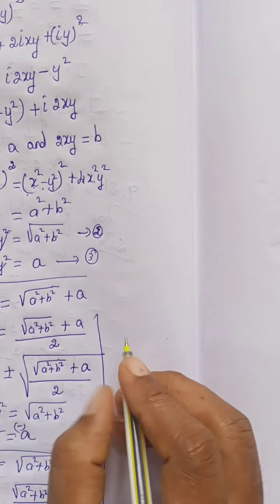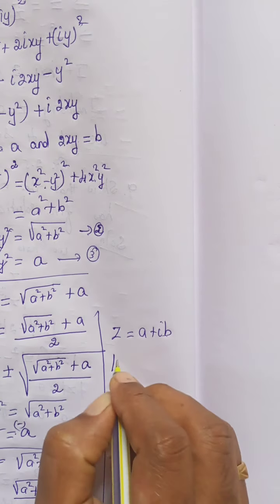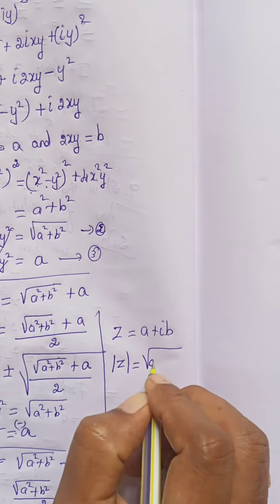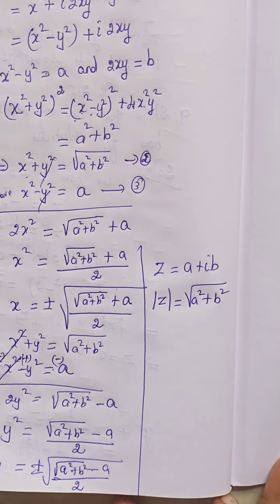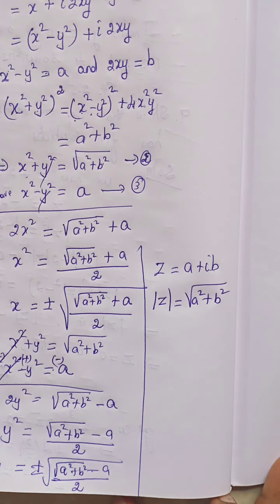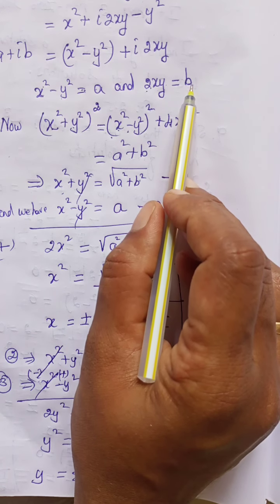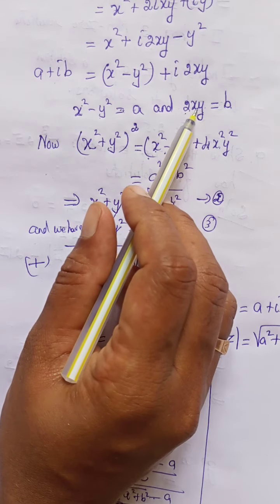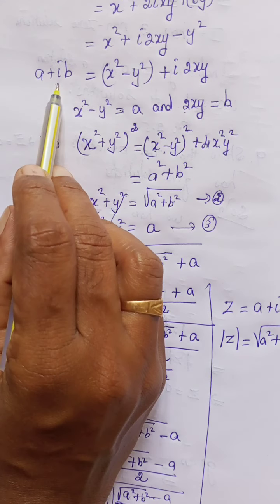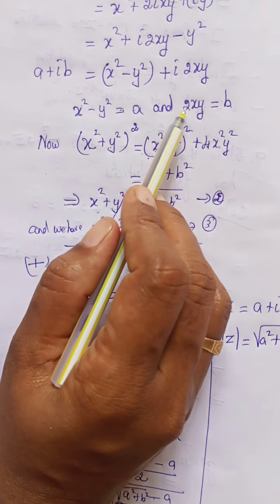So a plus ib we took, isn't it? Suppose z is equal to a plus ib, what is modulus z? We get root of a square plus b square, that is, a square plus b square, which I can write as modulus z. Now when I took 2xy is equal to b, here b is positive. Suppose b is negative, what happens? Either x or y will be negative.